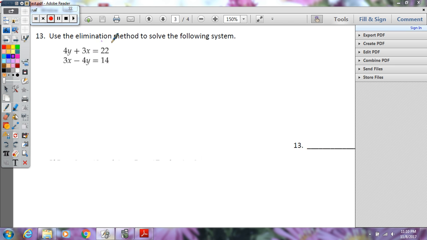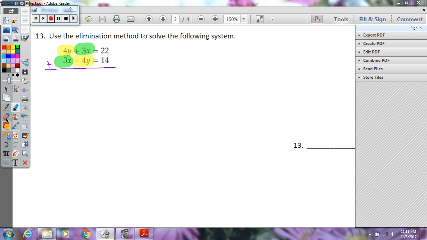13 says use the elimination method to solve. Guys, 13 is not a kind problem. If I put a line right here and say plus, what is really, really wrong with this picture? Are the x's lined up? No, those are not lined up top to bottom.